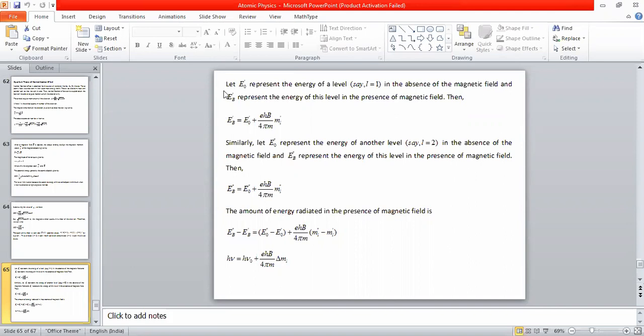The new energy of the state is EB dash. EB dash is the energy of the same L is equal to 1 state, but when the magnetic field is applied. So I can say that the energy of the L is equal to 1 state when the field is applied, EB dash, is equal to E naught dash, the energy of the same level before the application, plus extra energy.